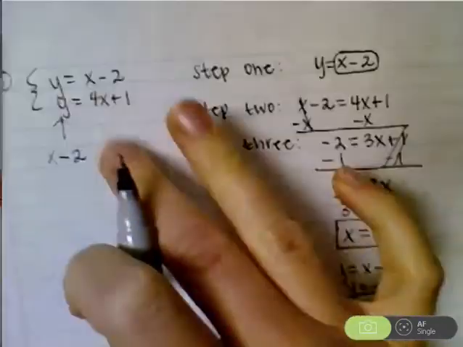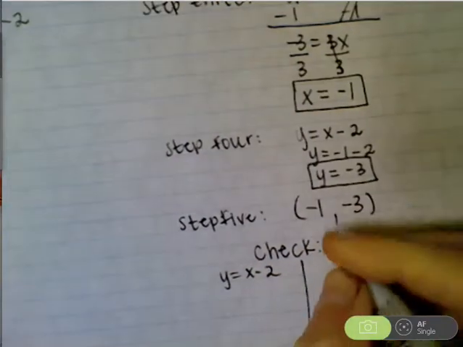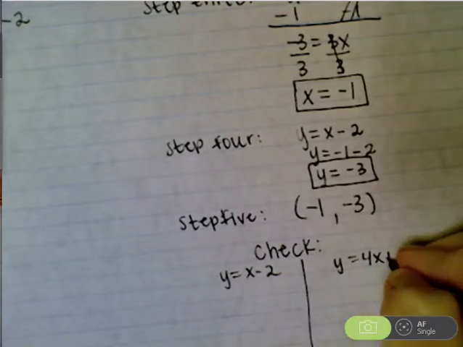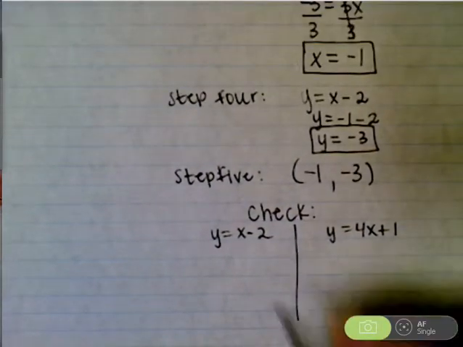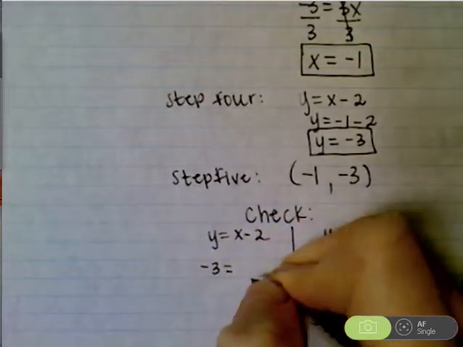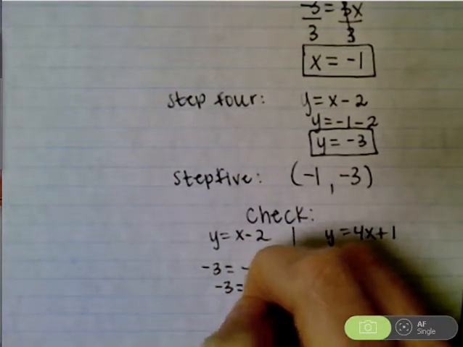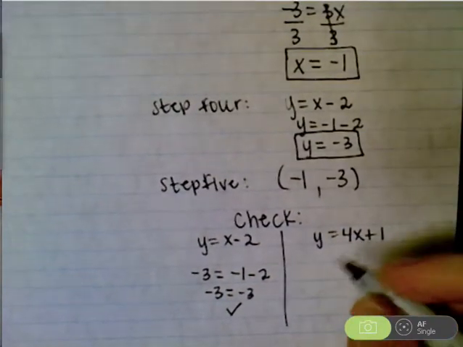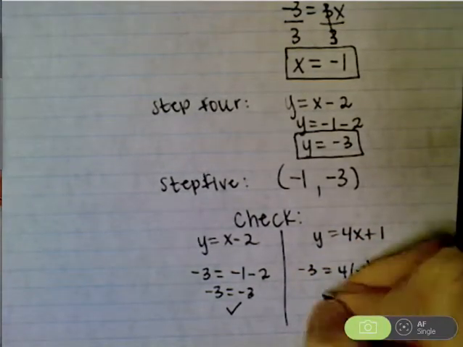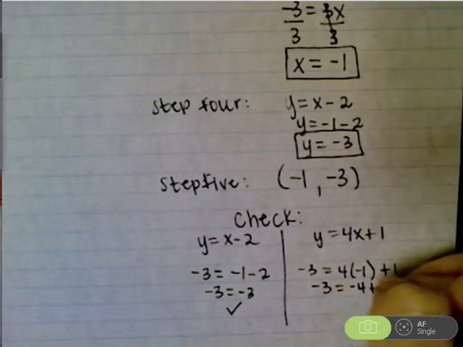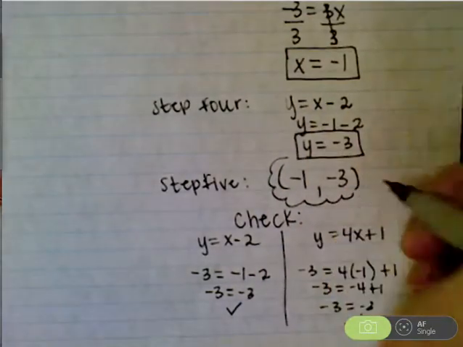So you're going to take your original equations, y equals x minus 2, and y equals 4x plus 1. You're going to plug in negative 1 and negative 3 and make sure that it works. So this says that negative 3 should be equal to negative 1 minus 2. Is that true? Yes. This one says that negative 3 should equal 4 times negative 1 plus 1. Is that true? Yes, ma'am. So I know for sure that this is my final answer.